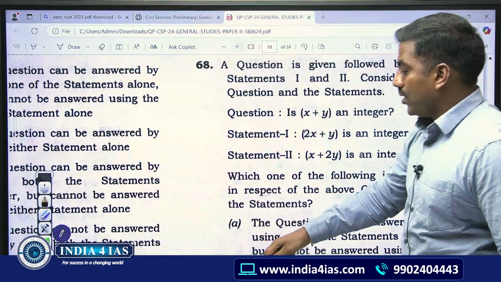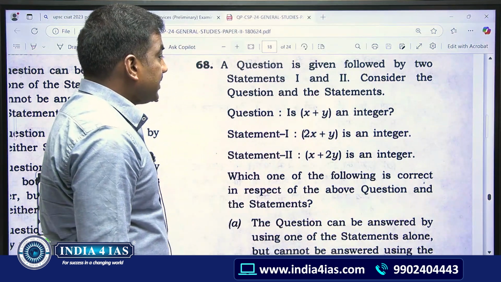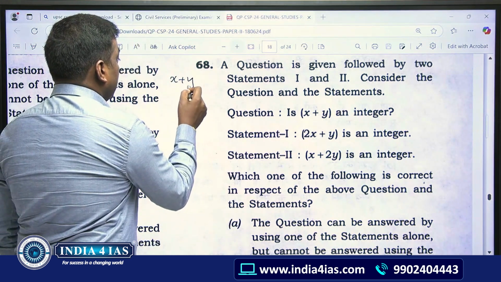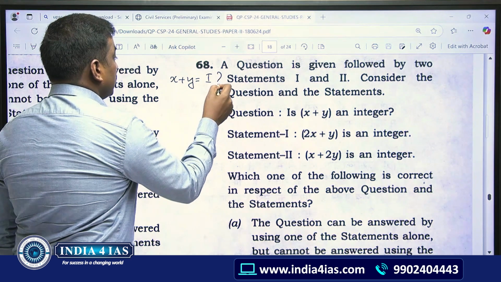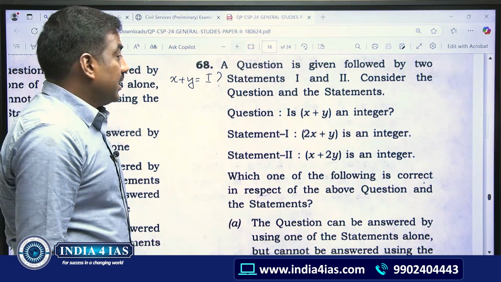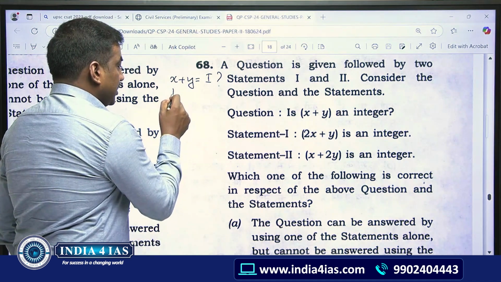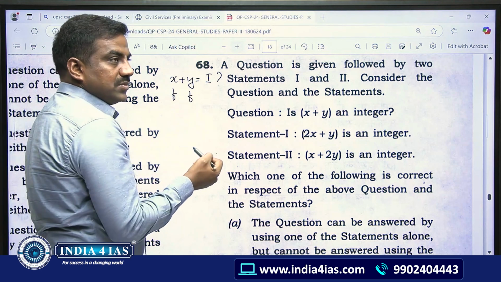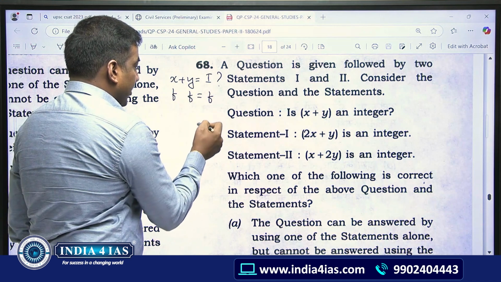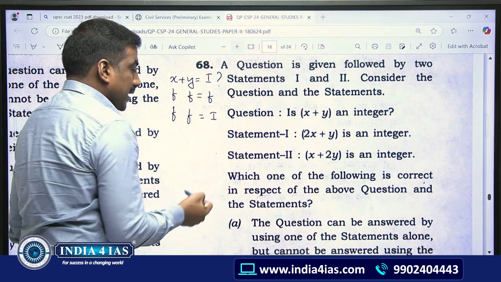Next, what is the question? The question is: is x plus y an integer? This is the question. When can we have x plus y as an integer? When x is a fraction and y is also a fraction, there is a possibility that it can be a fraction. When both of them are fractions, there can be a possibility that it can be an integer also.